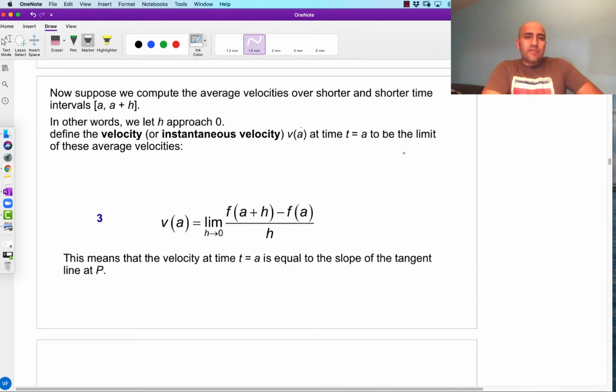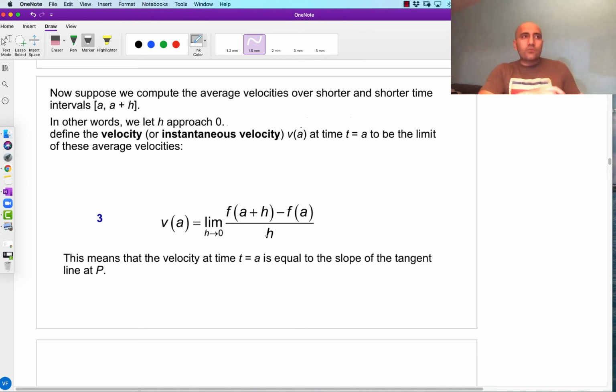Now, suppose we compute the average velocities over shorter and shorter time intervals, a plus h. In other words, we let h approach 0. We define the instantaneous velocity, v of a, at time t equals a to be the limit of these average velocities. So the velocity, v of a, the instantaneous rate of change, is equal to the limit as h goes to 0 of f of a plus h minus f of a all over h, the exact same equation that we had before.